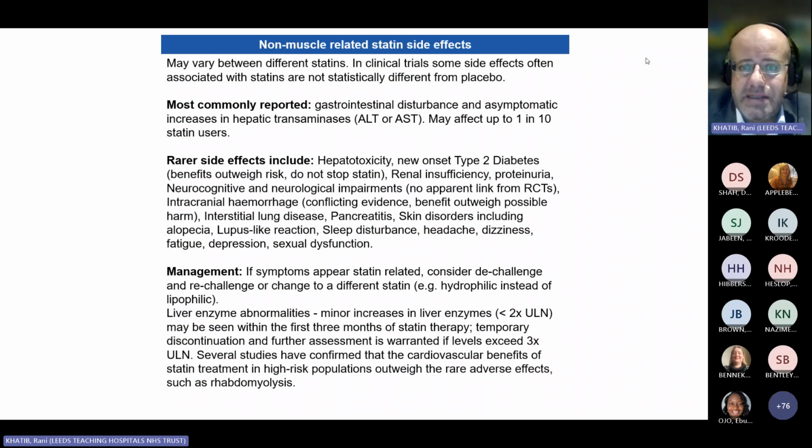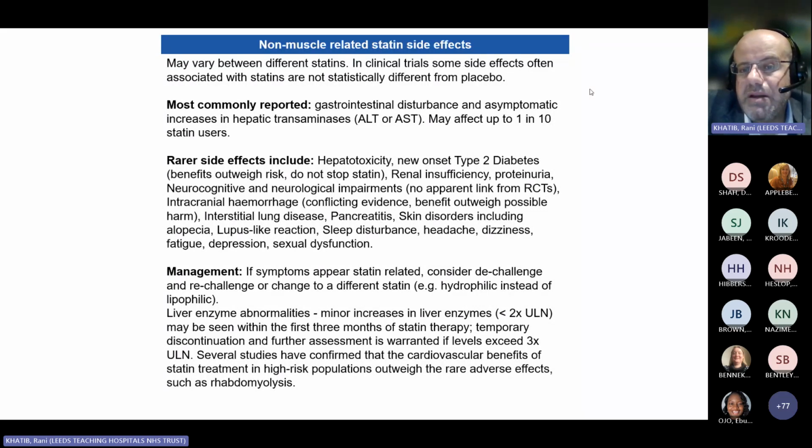The other non-muscle related statin side effects: hepatotoxicity, new onset of type 2 diabetes, which people tend to be worried about. We'll talk about that in a little more detail later on. Proteinuria, neurocognitive and neurosurgical impairments, which, as you see in the brackets there, we tried to comment that really there's no apparent link. The evidence for a lot of these side effects is not really there. They talk about intracranial hemorrhage; there's conflicting evidence, and most likely benefit outweighs possible harm, and so forth. So these are the list of different side effects.